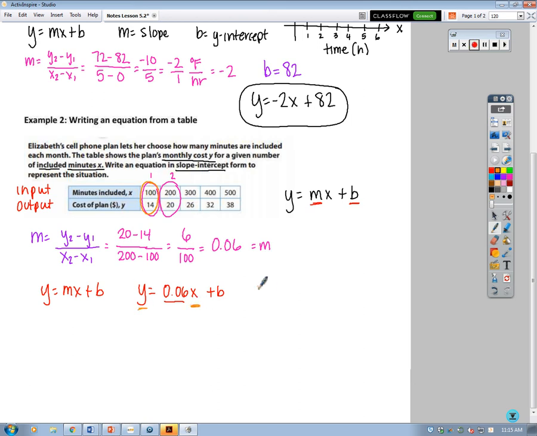So now I have 14 equals 0.06 times 100 plus b. And here we've got our inverse operation practice. So now I can use my inverse operations to solve for b. Okay, so 0.06 or 6/100 times 100 is 6. I bring my 14 down, and I've got my plus b. So now I'm solving for b again. So my inverse here is addition, my opposite would be subtraction. I'm going to subtract 6. That cancels 6 out here. And I've got 14 minus 6, which is 8. So b equals 8.